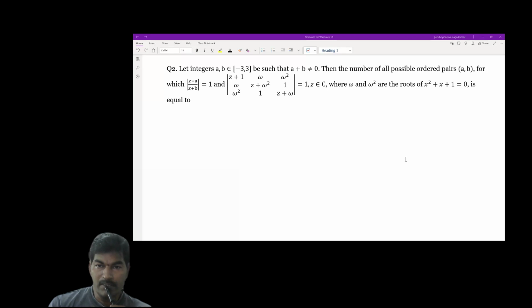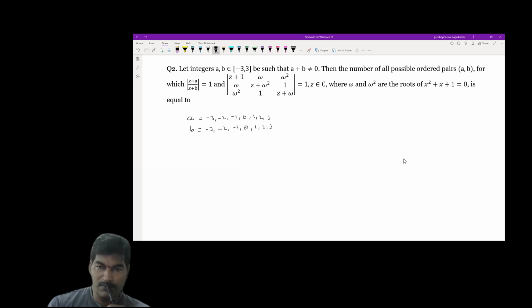Let integers A, B belong to -3 to +3. Okay, this is the condition. Only integers, they are saying. That means A can be -3, -2, -1, 0, 1, 2, 3, and also B can be taken -3, -2, -1, 0, 1, 2, 3.